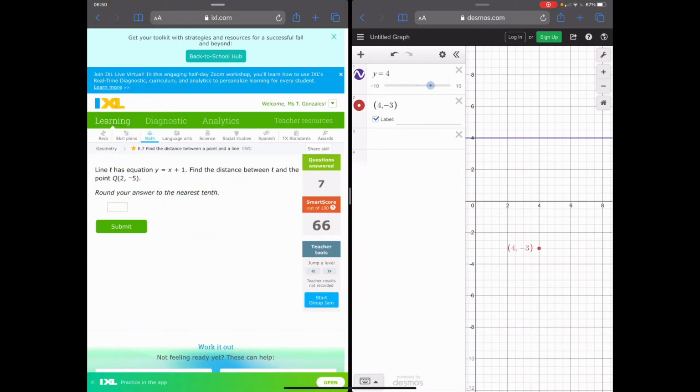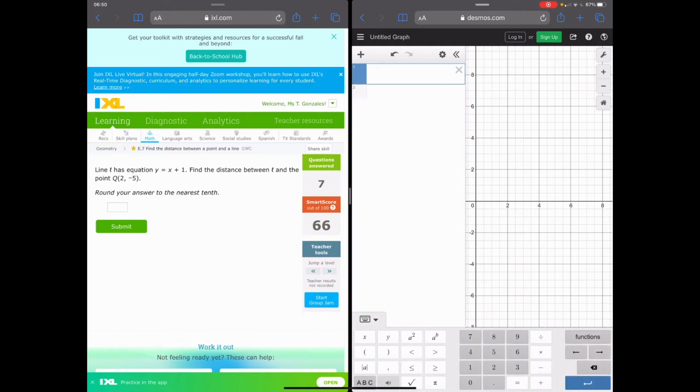All right, so this is going to be a longer one. You definitely need to know how to find the perpendicular line. So let's look at our points, and then let's talk about our line. So our line is going to be y equals x plus 1. And our point is going to be 2 comma negative 5.